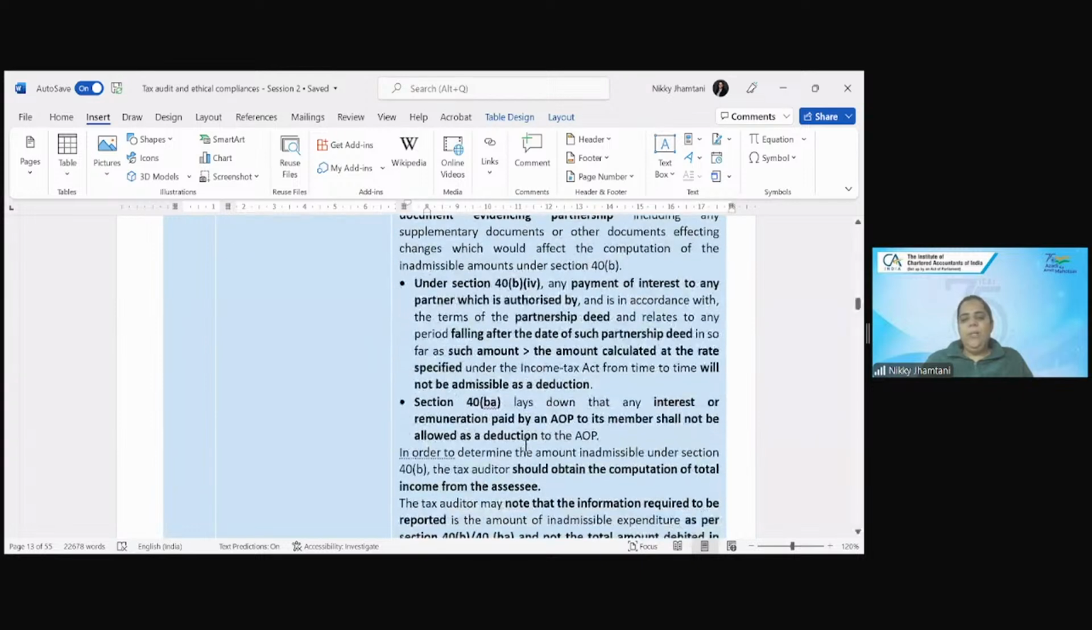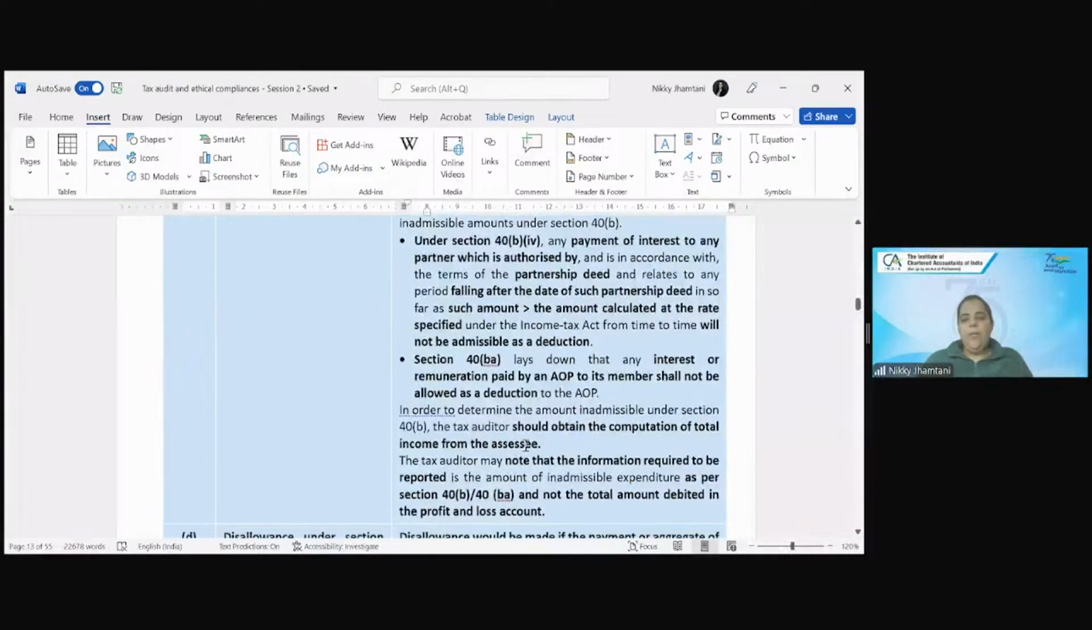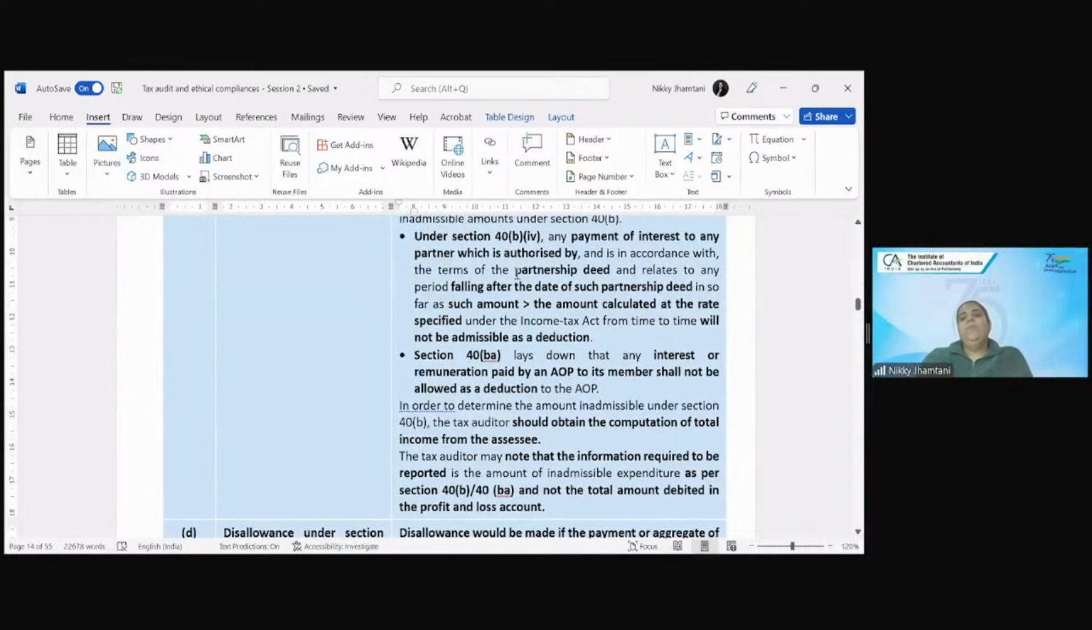So under 40B(4), any payment of interest to any partner which is authorized by and is in accordance with the terms of the partnership deed and relates to any period falling after the date of such partnership deed, insofar as such amount exceeds the amount calculated at the rate specified under the IT Act from time to time, will not be admissible as a deduction. And then Section 40BA lays down that any interest or remuneration paid by an AOP to its members shall not be allowed as a deduction to the AOP.